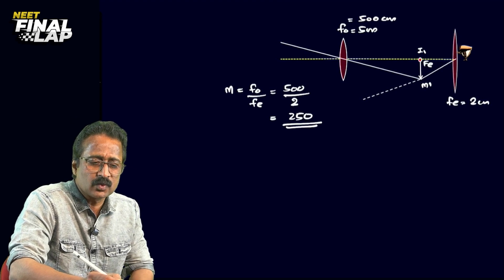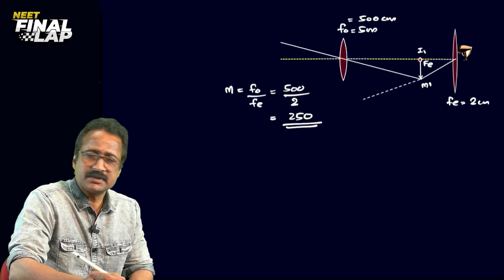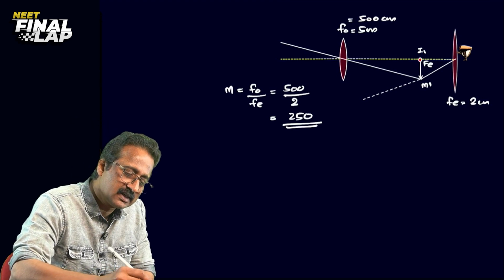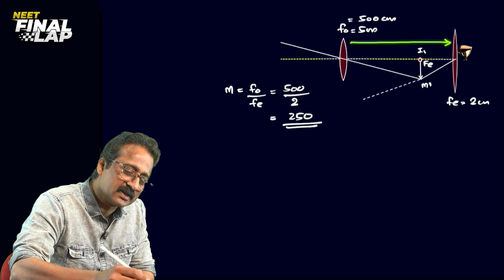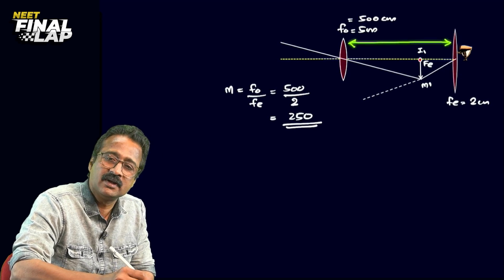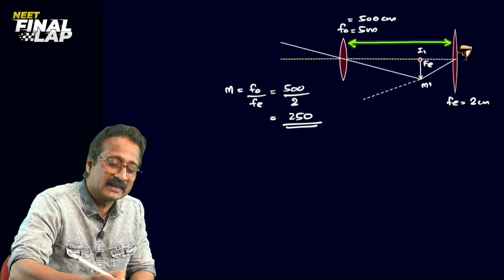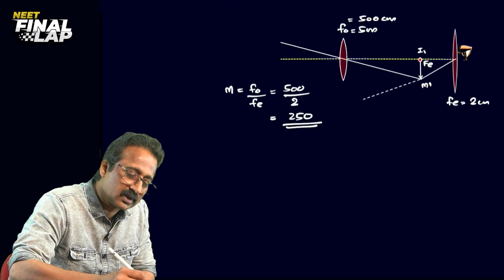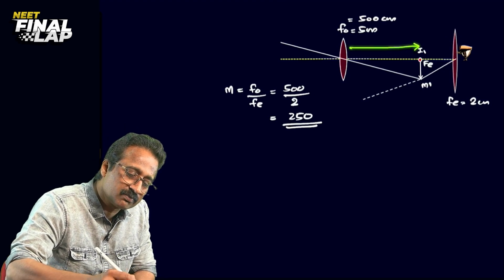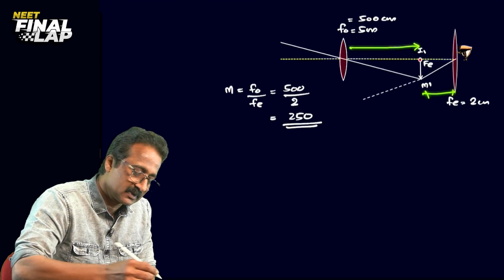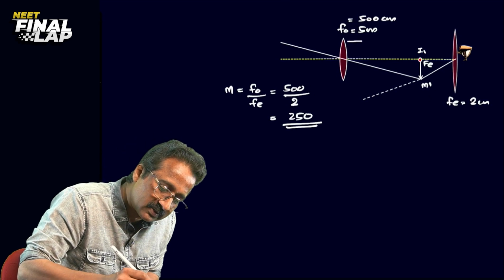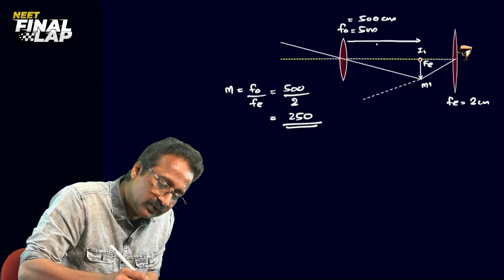But they also ask you the length of the instrument. Technically, the length of a telescope is the distance between the two lenses. ഈ രണ്ട് ലെൻസുകൾ തമ്മിലുള്ള അകലമാണല്ലോ length of telescope. To get that, you can add two distances. So what is that distance? This distance is what we call VO.